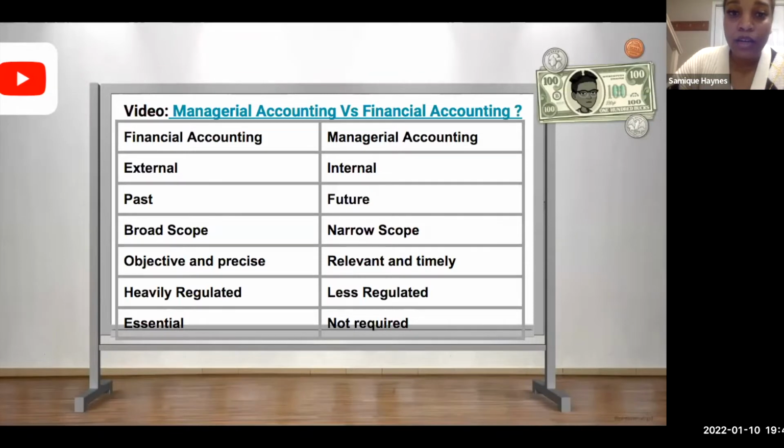And lastly, a quick look at the difference between managerial accounting and financial accounting. Financial accounting has to do with external reporting, while managerial accounting has to do with internal reporting. And what does that mean? Whenever we produce an income statement, a balance sheet, any of those types of financial statements, we are producing those for people outside of the organization. That will include creditors.